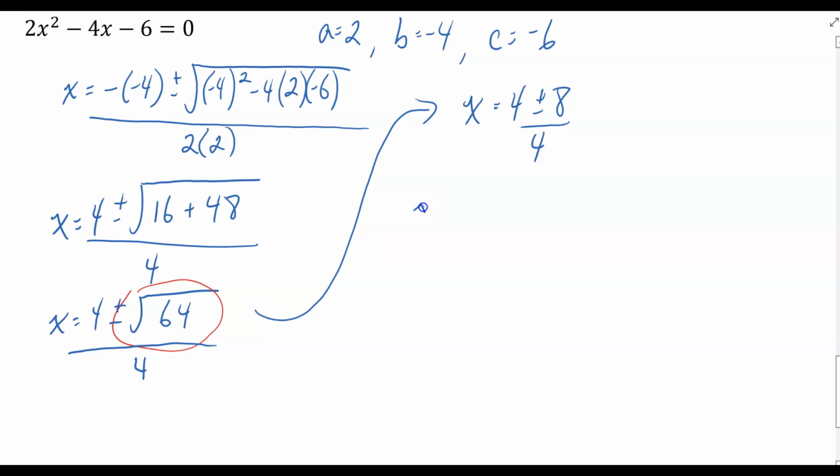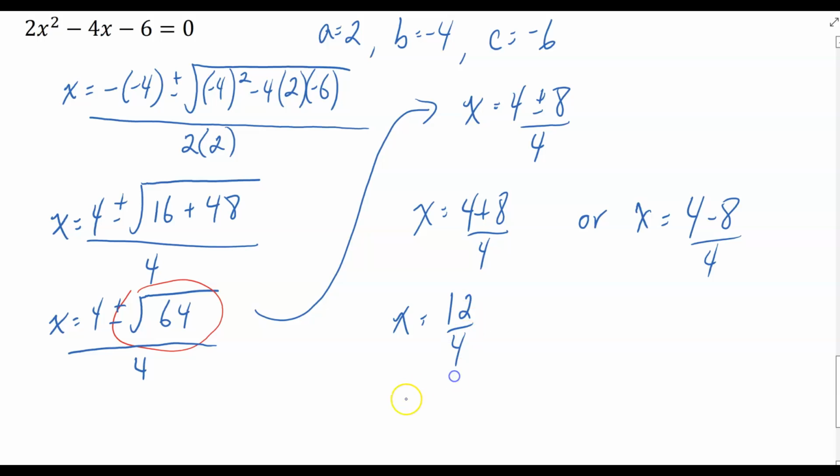Now I will split. X equals 4 plus 8 over 4, and x equals 4 minus 8 over 4. Okay, x equals 12 over 4, so x equals 3, and x equals negative 4 over 4, x equals negative 1.